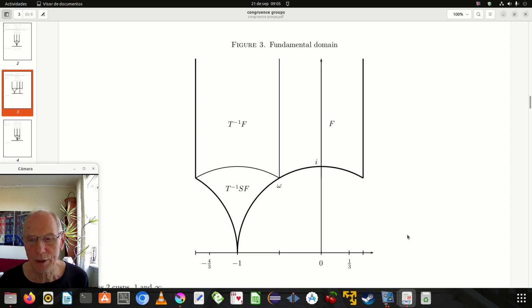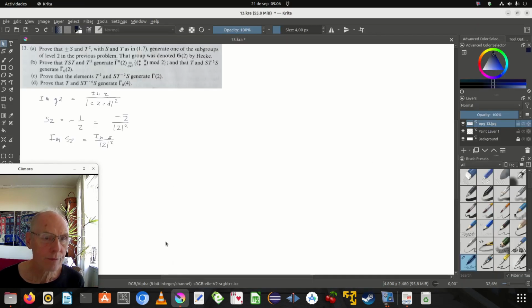So there's a part out here that we don't use and a part here that we are missing. So the idea is obvious. We take the left part of the fundamental domain and move it to the right using T squared. So the fundamental domain we use for the proof will be this.